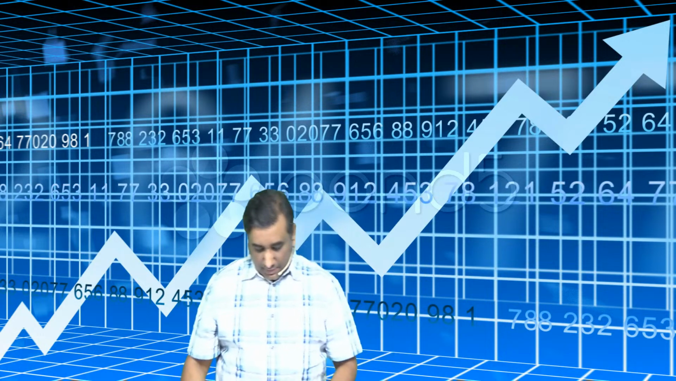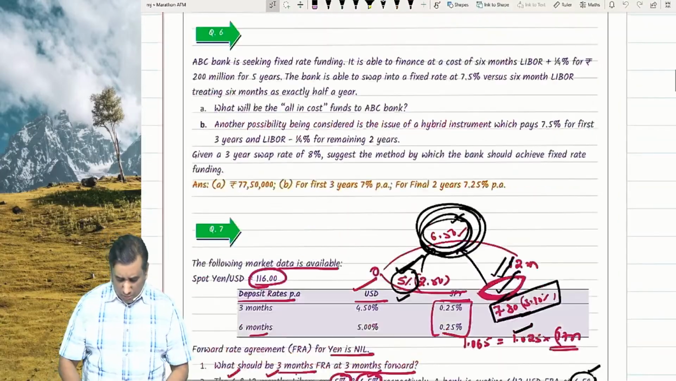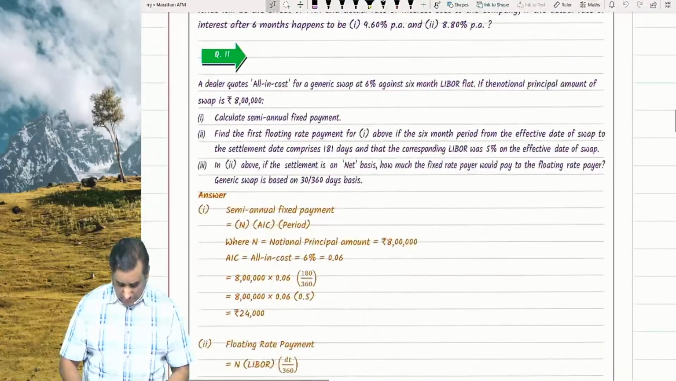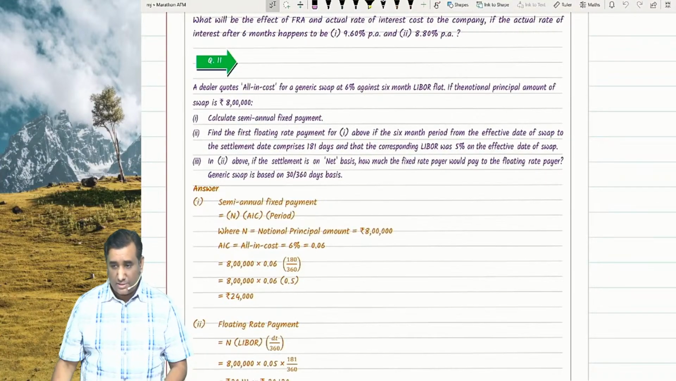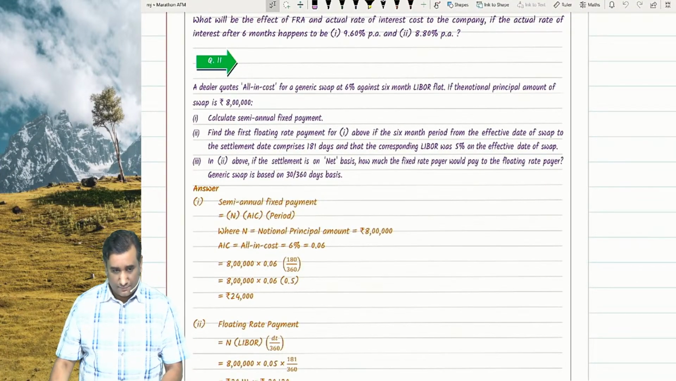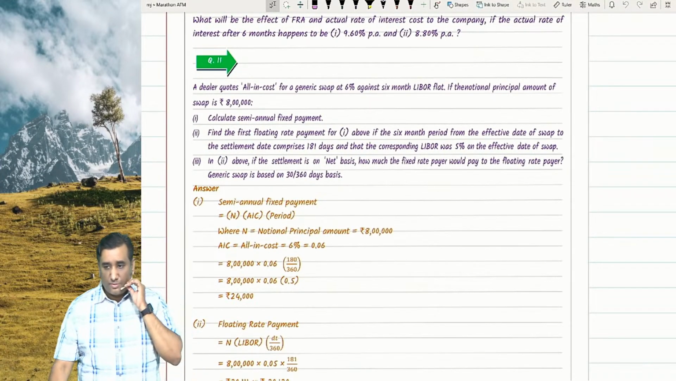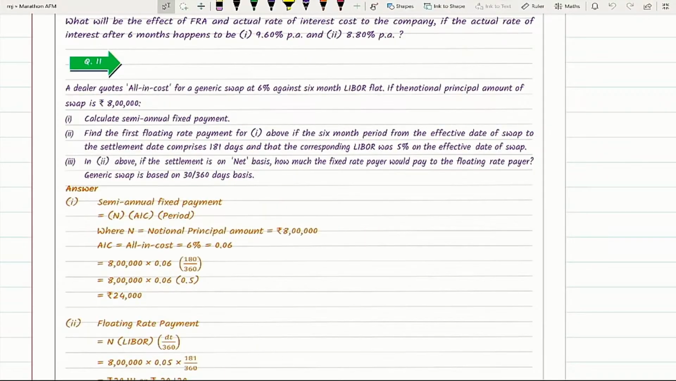Let's do a small warm-up exercise first before we move on. Let's look at question number 11. Read question number 11 once quickly, please.